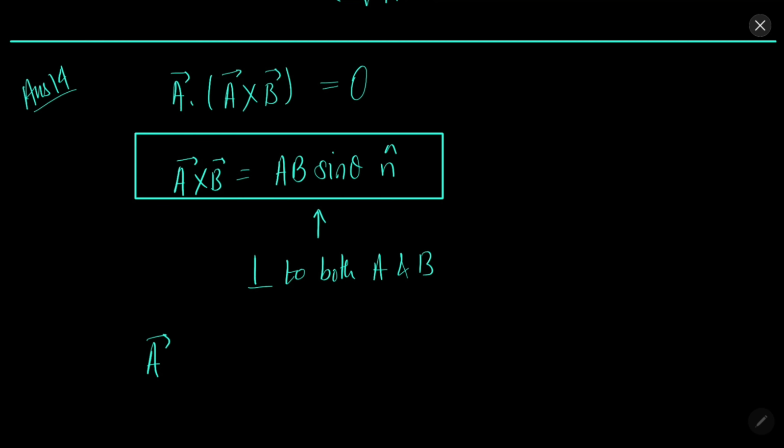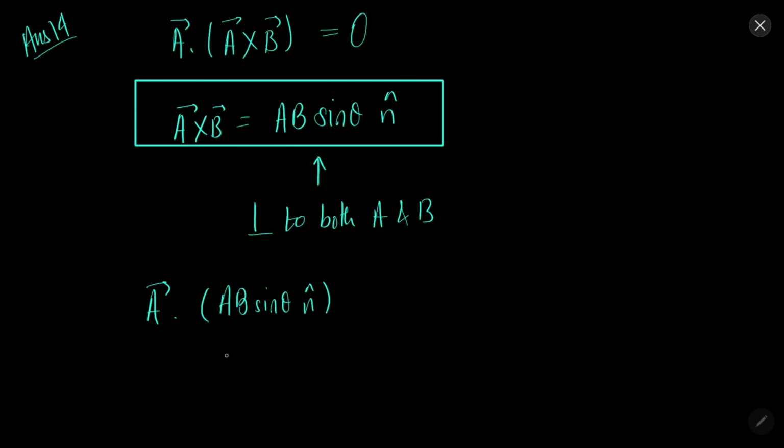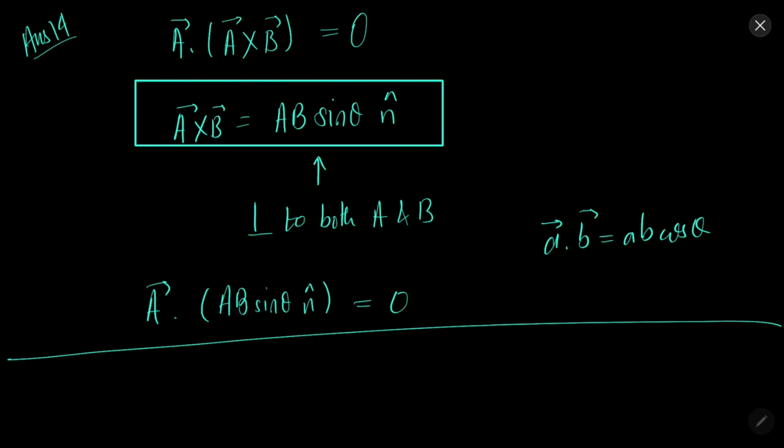So when you take the dot product, this will be perpendicular to both a and b. So if a and this have 90 degrees, we know that a dot b is ab cos theta. So the angle between them is 90 degrees, so cos 90 is 0, so therefore this will become 0.